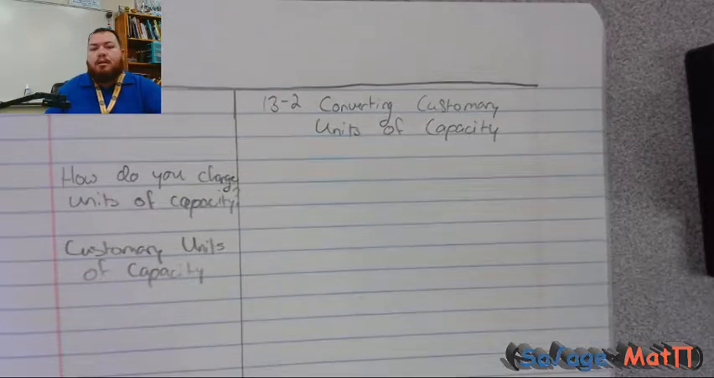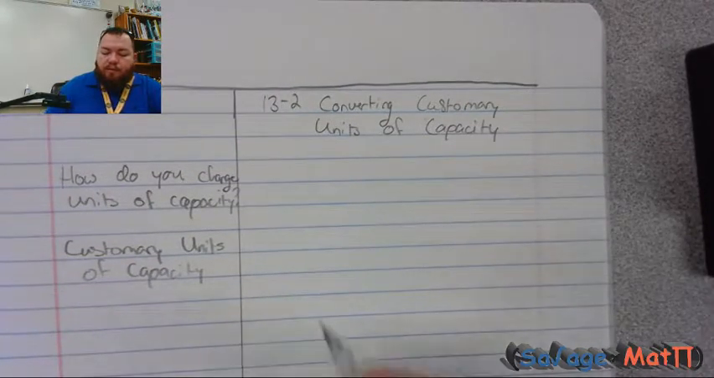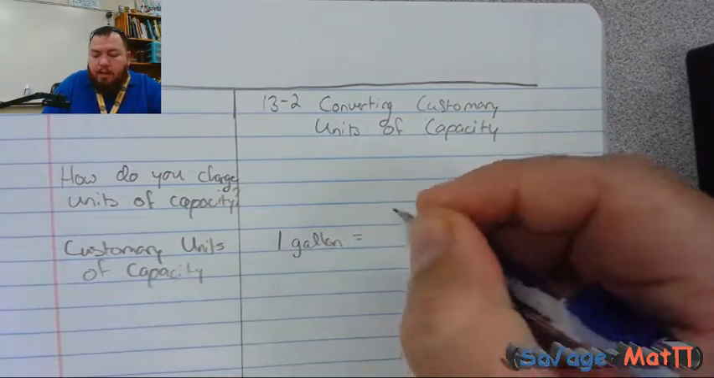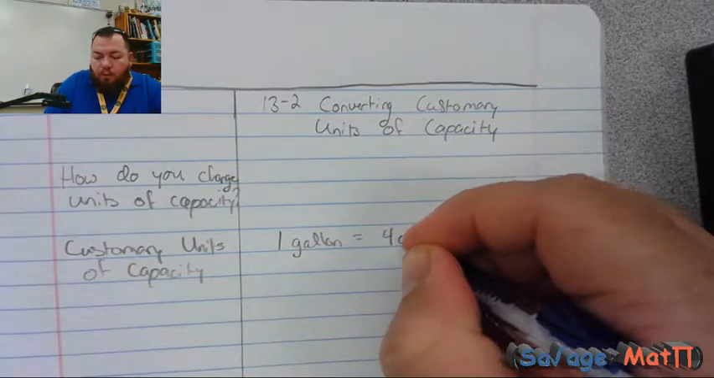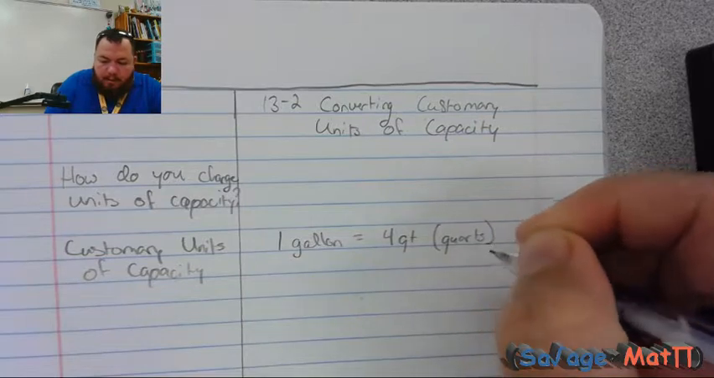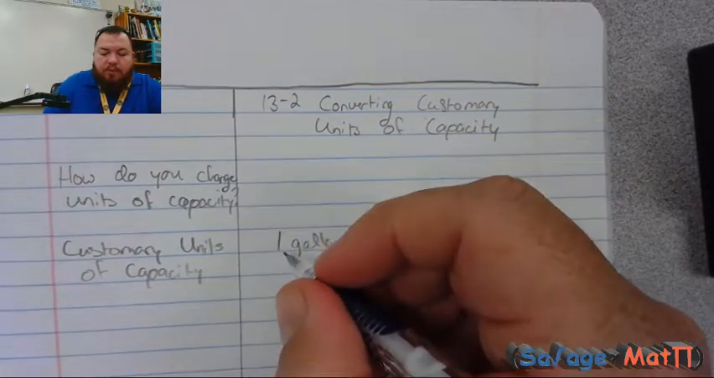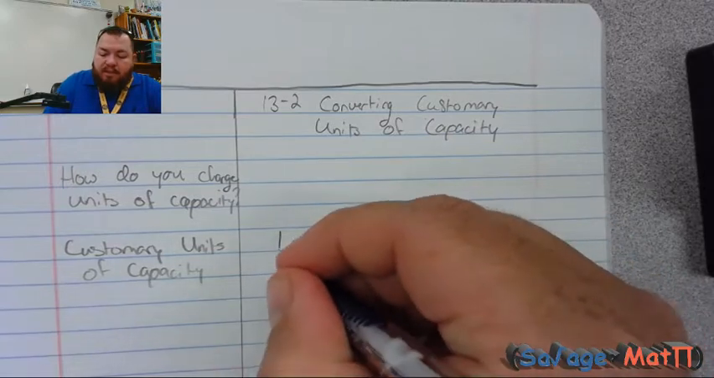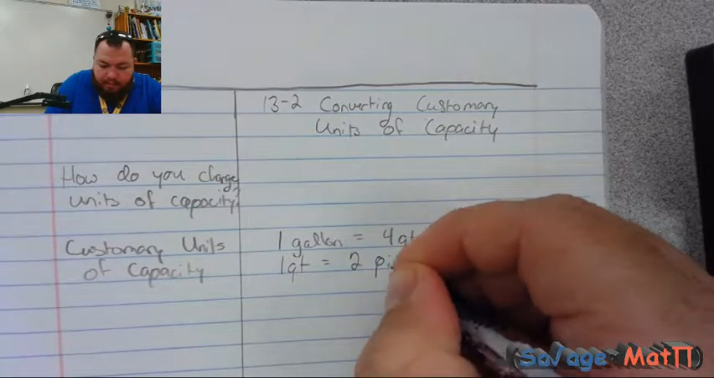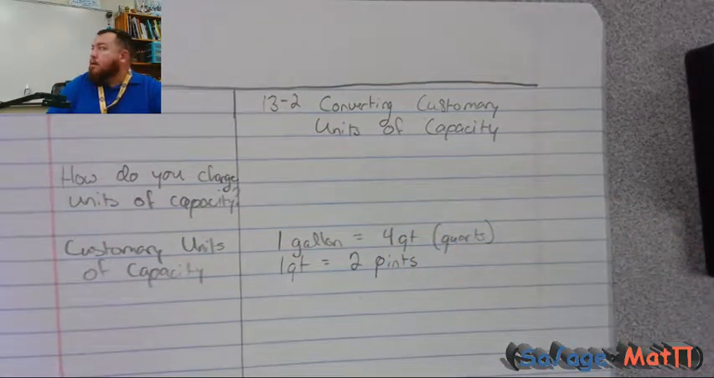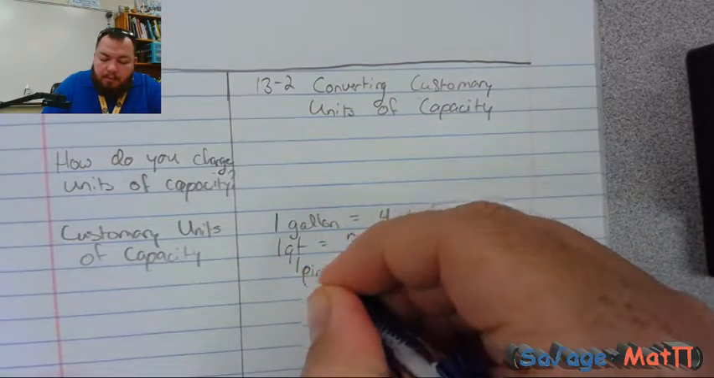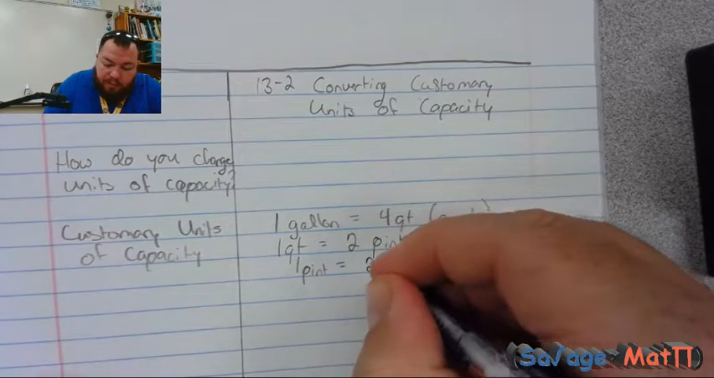Okay. And let's look at the first one, which could be a gallon. And then 1 gallon could equal 4 quarts. Okay. We're starting at the biggest, which is a gallon. Then our next thing is 1 quart equals 2 pints. And then we got to figure out, well, what does 1 pint equal? 1 pint equals 2 cups.